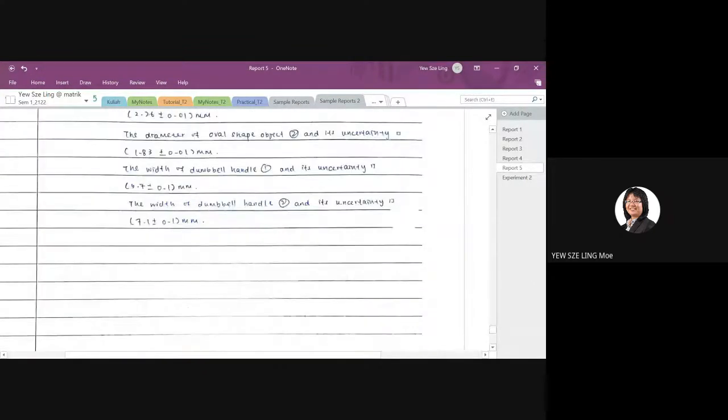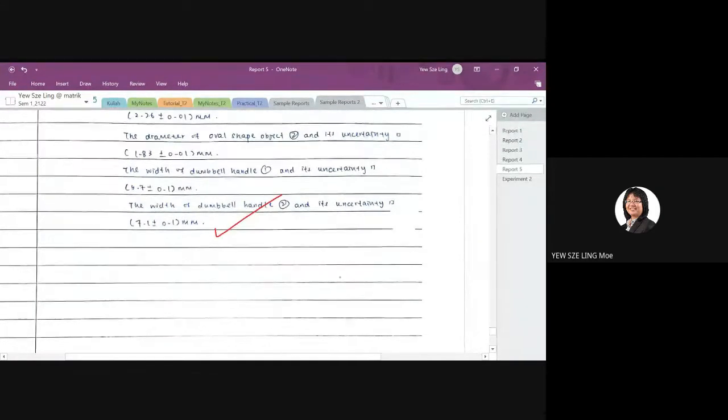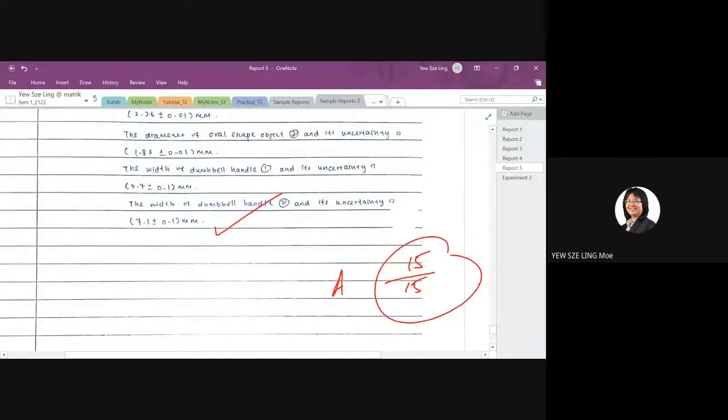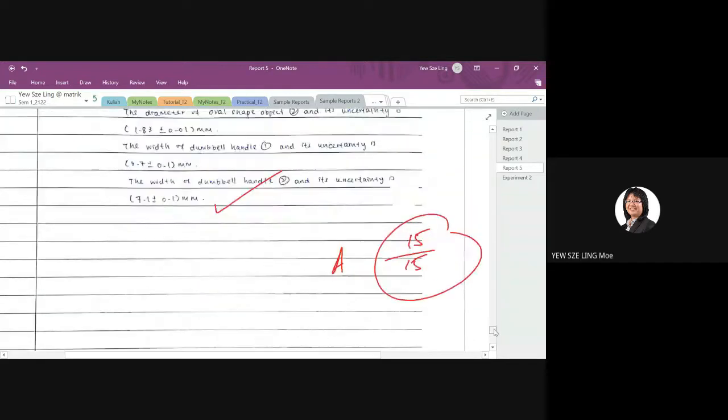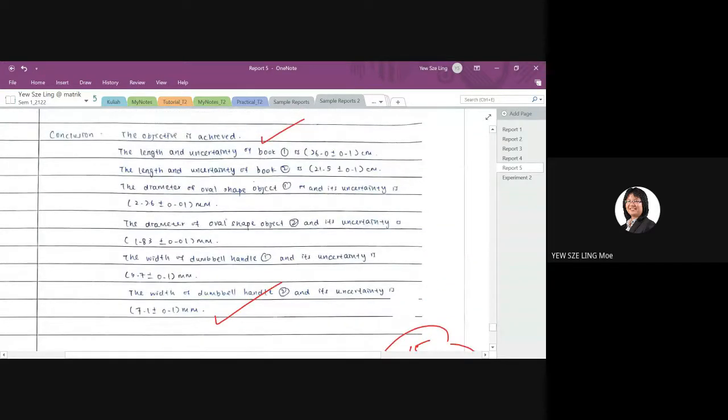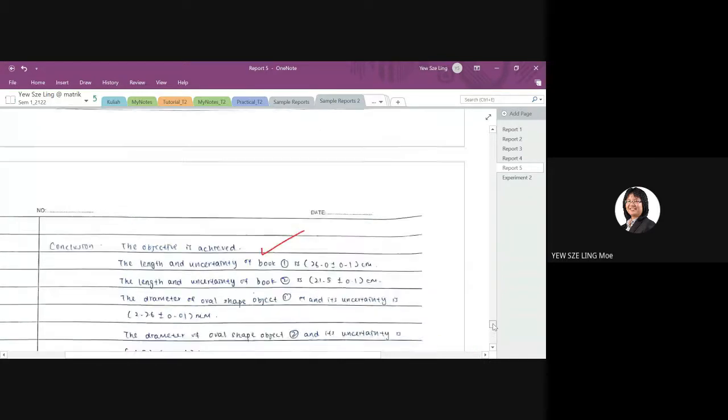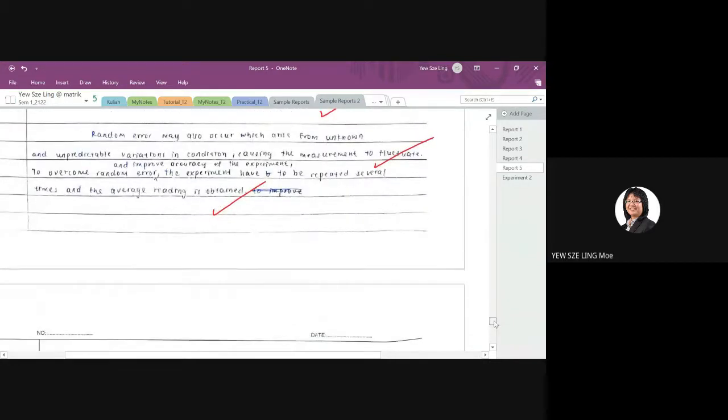Okay. So this is a grade A report where you can get 15/15 marks. Full marks report. So this is what you should do. This is a very, very good lab report, so you guys can refer to this one. Because I recorded it in the video, you can refer to it again on YouTube after this. See how to write a good lab report.